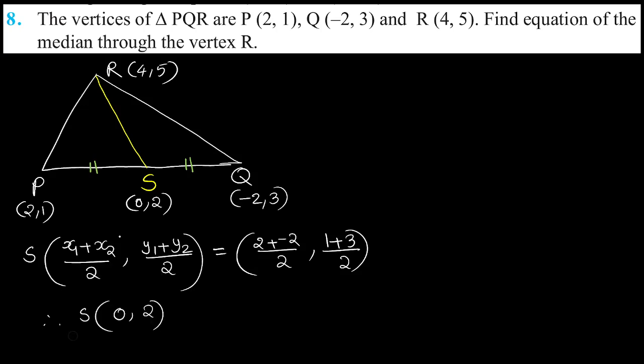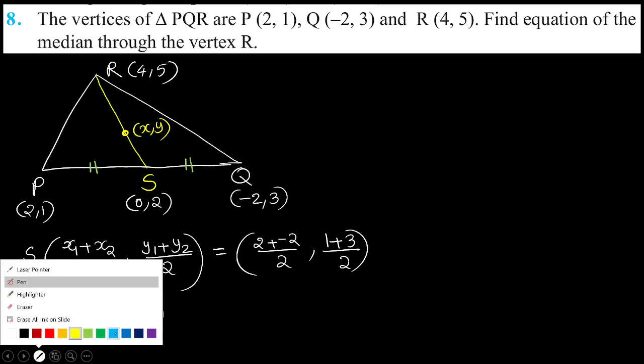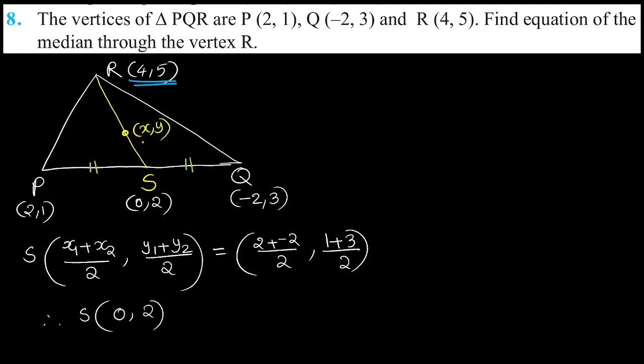I want the equation of RS. For that purpose, let x comma y be the general point on RS. I want the relation between x and y. So you have to consider RS. R is there, this one is there, this one is there: 4 comma 5, x comma y and 0 comma 2 lie on the same line.